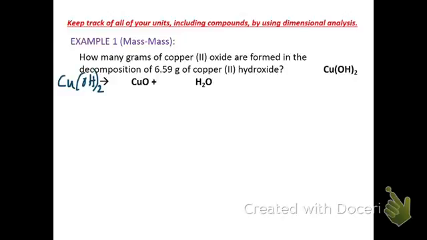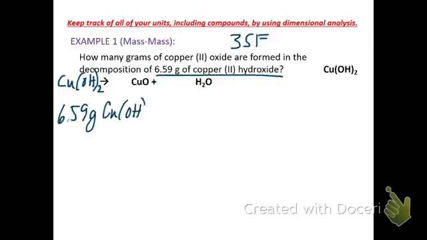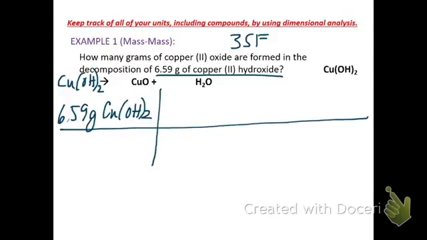Okay. So first thing we did was check to see if it's balanced. The given is 6.59 grams of copper 2 oxide. Okay. So ultimately how many sig figs am I going to put my answer in? 3. Okay. It's always a good idea to just do that first, and then you have that in your head. So we're going to start with 6.59 grams of copper hydroxide. And I'm just going to tell you, draw a big grid, because we're going to need lots of steps.